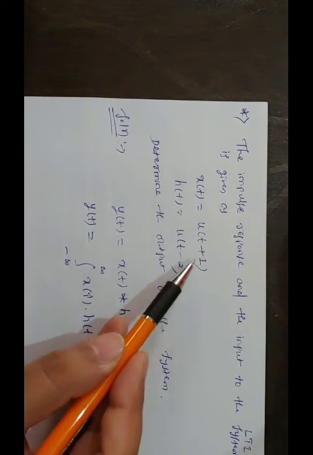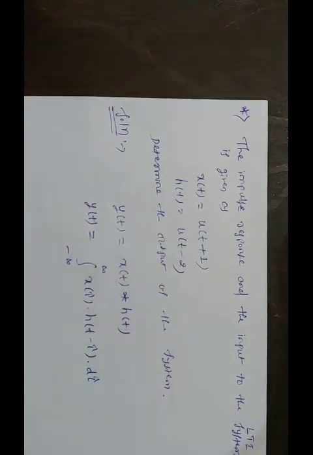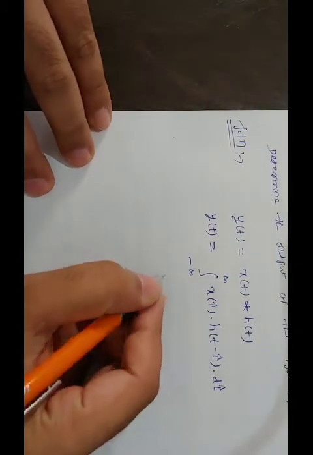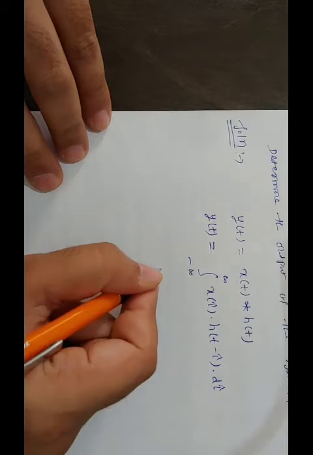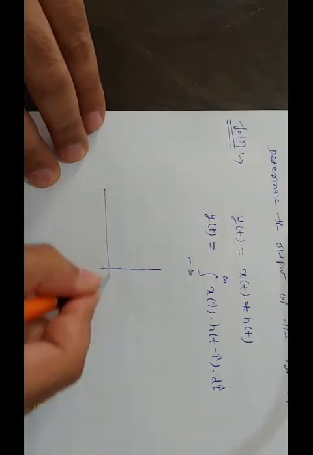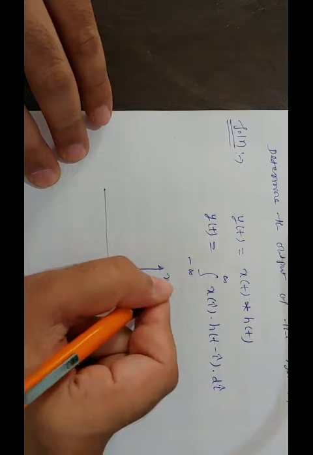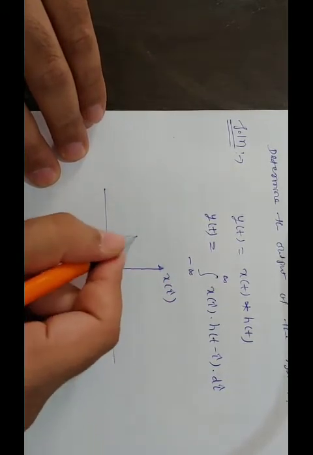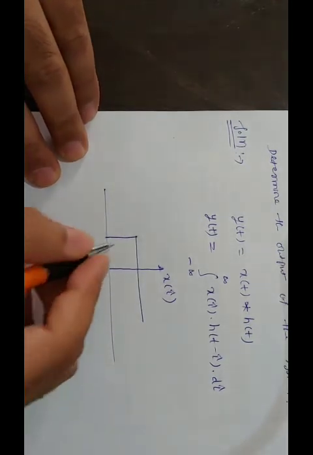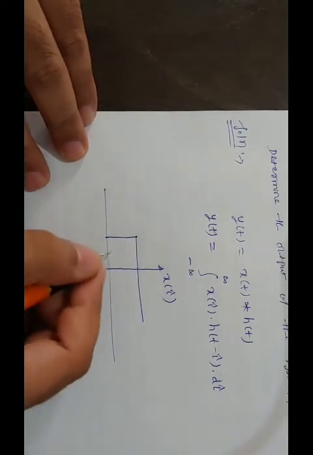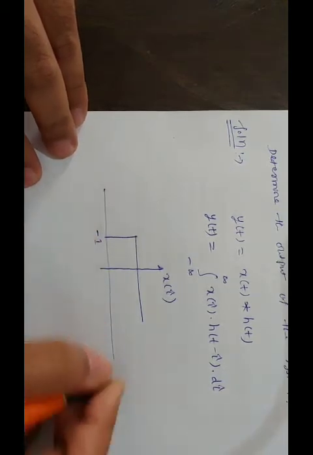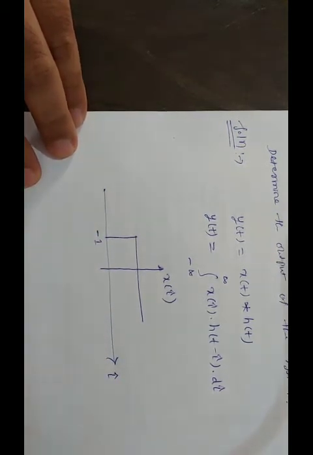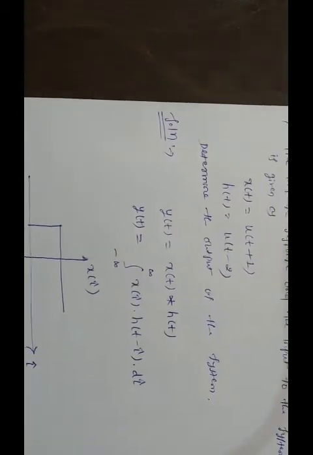Now let us sketch the signals. x of tau is u of tau plus 1. If I sketch that one, it looks like this. Then I can represent it as t plus 1, so it is time advanced by 1 with respect to tau. So this is a sketch of x of tau.